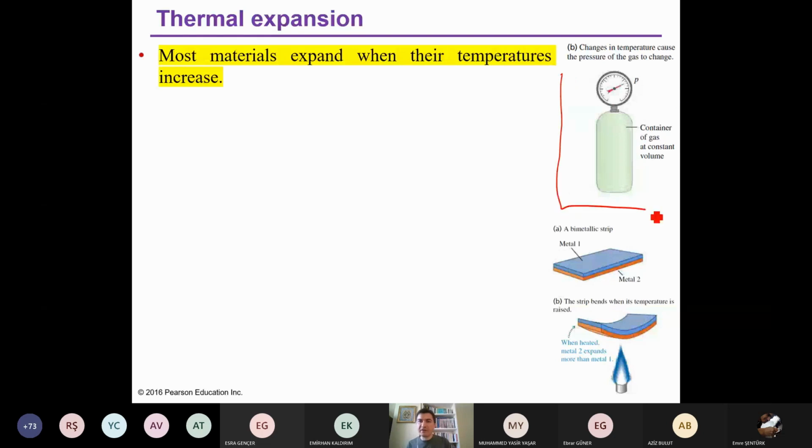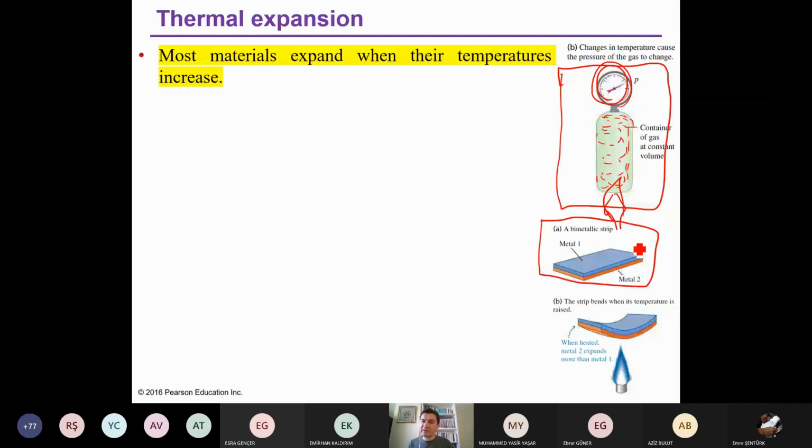There is a container and it contains a gas. If you heat this gas, if you increase the temperature of this gas, then the gas within this container expands, and then pressure increases. And here we have a bimetallic strip. We have two metals, and if you heat these metals, then they will expand. So this is thermal expansion.